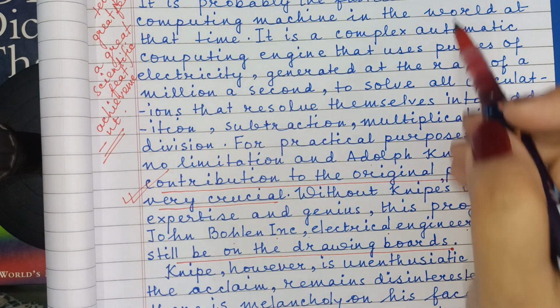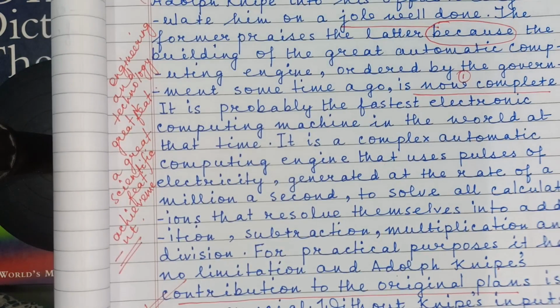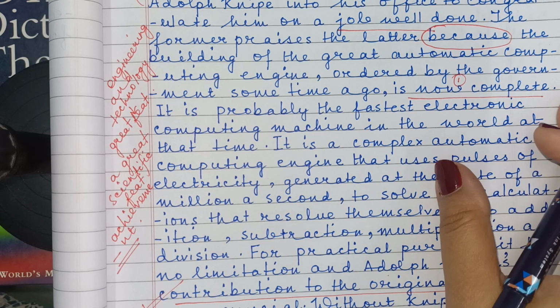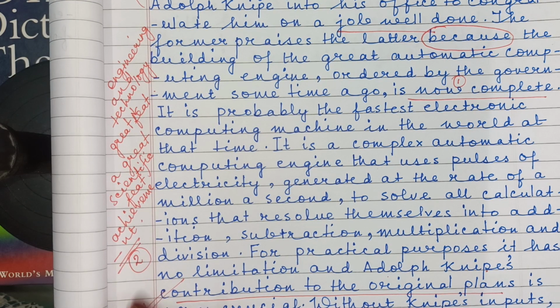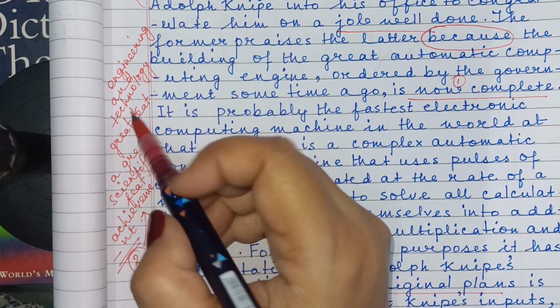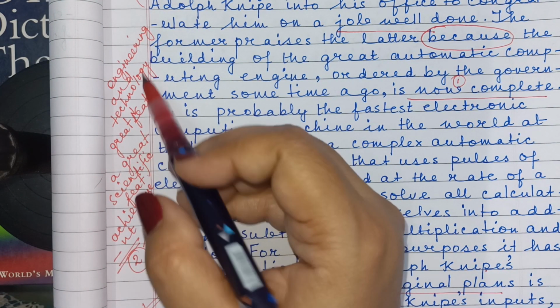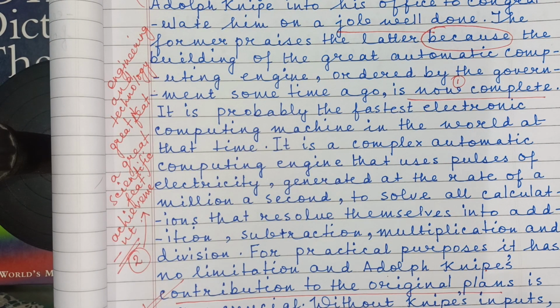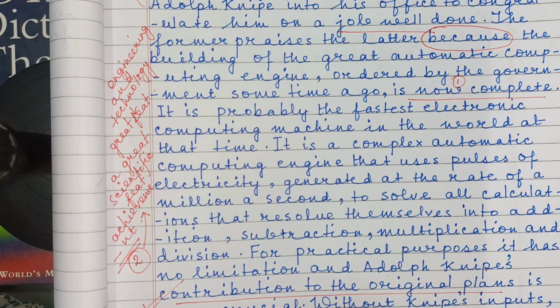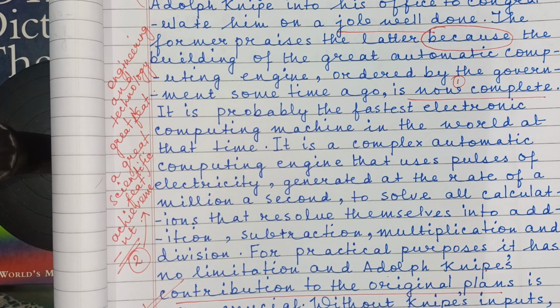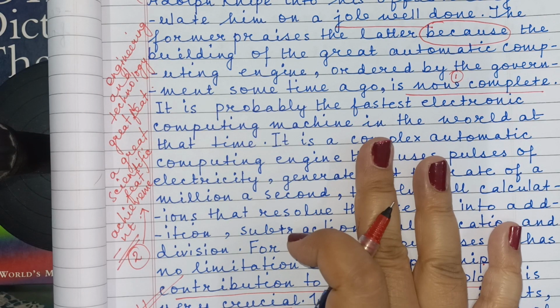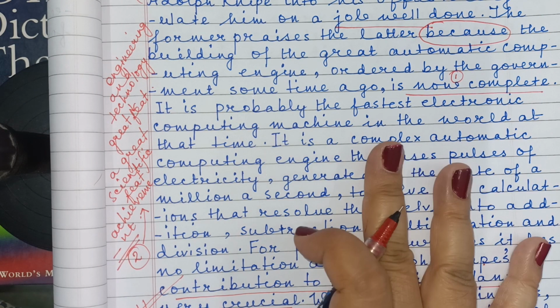So first, the project is complete. The project is successful. Second reason, what is it? It is a great feat. You can add this. It is a great feat, a great achievement in the field of engineering and technology. Third reason, why is he praising Adolph Knipe? Because of his very crucial role, contribution to this project. So first section of the answer is over.